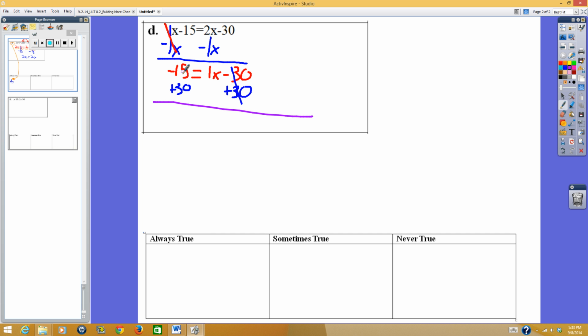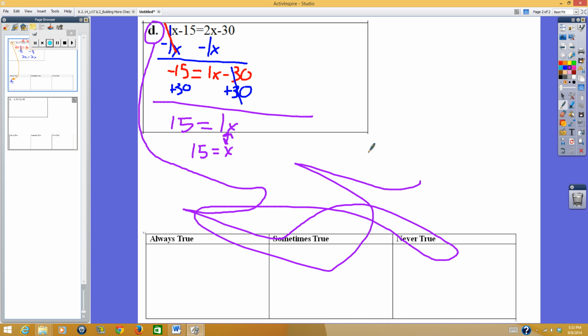On this side, negative 15 plus 30 does equal 15. Then you just bring down this 1x. Like we've said in class, if you like writing 1x, that's cool. If you'd rather write 15 just equals x, these two mean the same thing, right? But anyways, however you like to write it, whatever floats your boat. So D, 15 equals x, that would go under, yep, sometimes true.